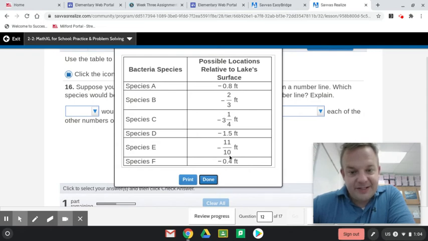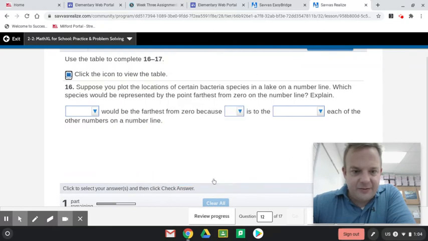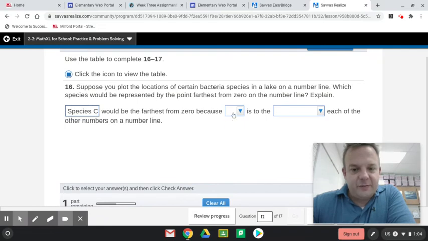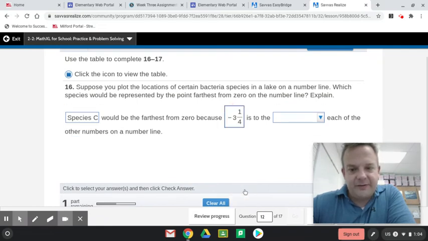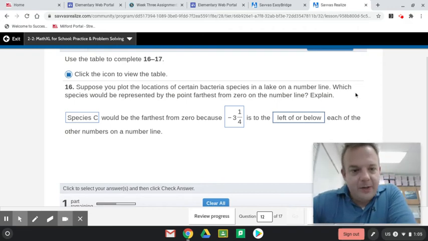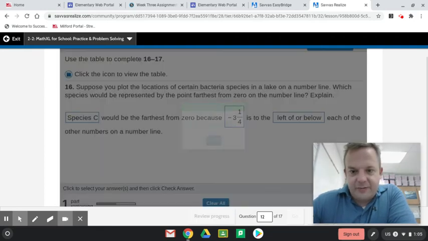So I think it's species C. This is a little over -1. Yeah, so I would say sometimes you just visualize the number line in your head, and that helps too. So species C would be farthest from 0 because -3 1/4 is to the left or below, like a thermometer type number line, of each of the other numbers on the number line.